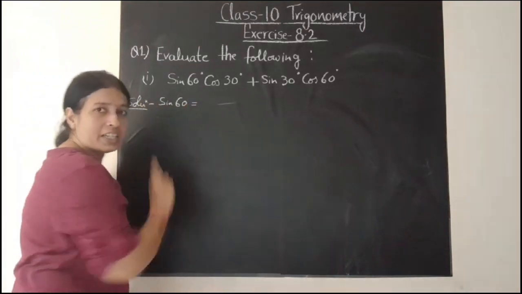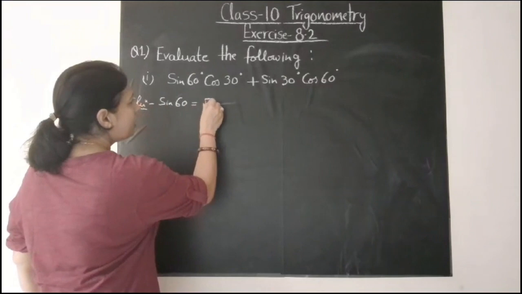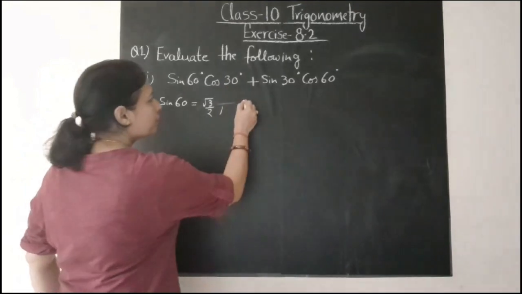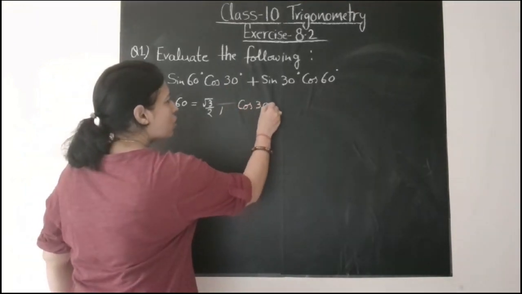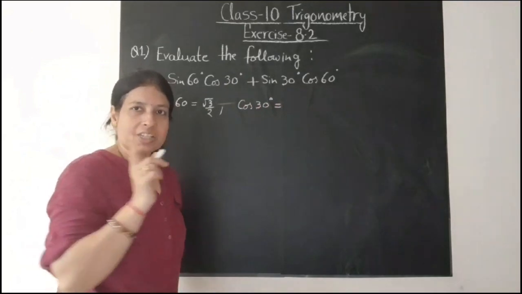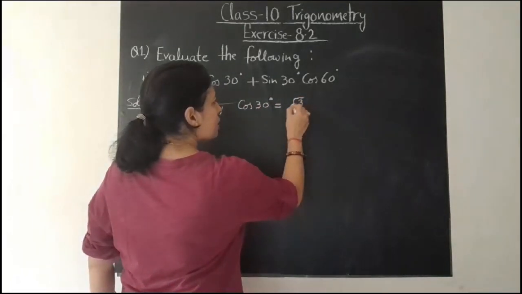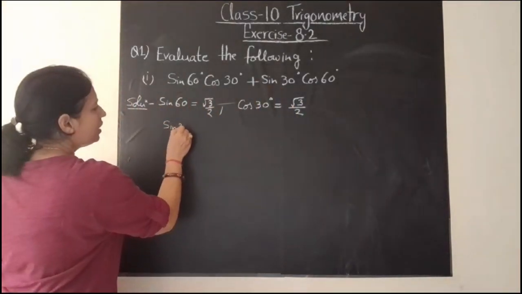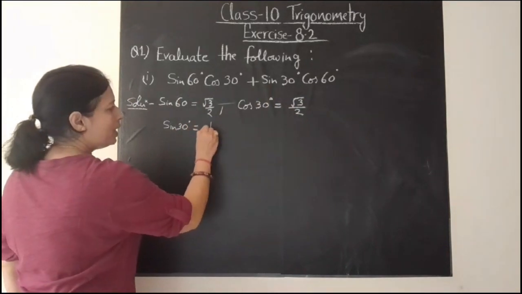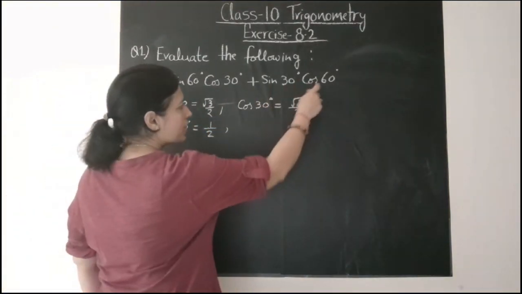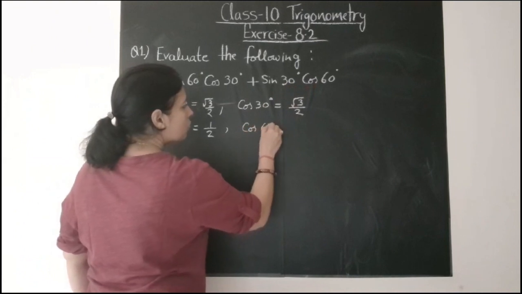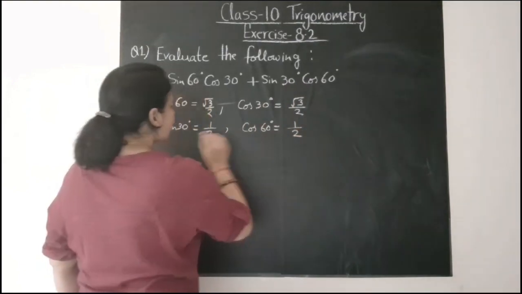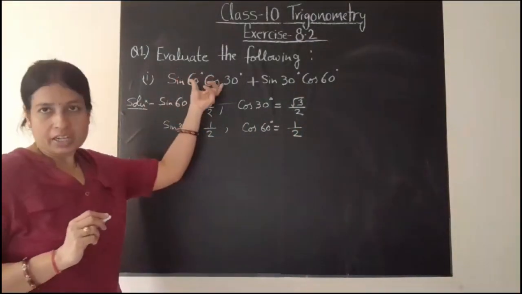What is the value of sin 60? Sin 60 is equal to root 3 by 2. Then what is the value of cos 30? Cos 30 degree is the same as sin 60, so it will be root 3 by 2. Then sin 30 degree is equal to 1 by 2. Then cos 60 degree is also 1 by 2. So put all these values in here.